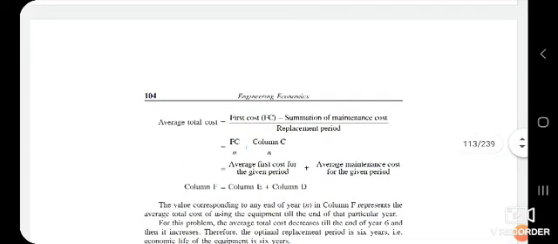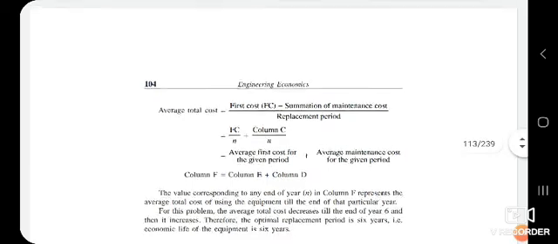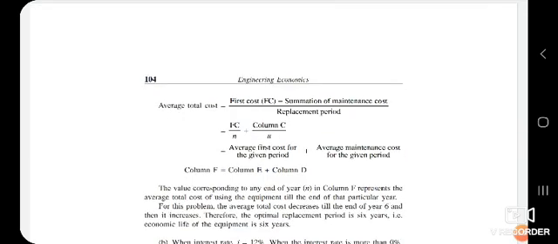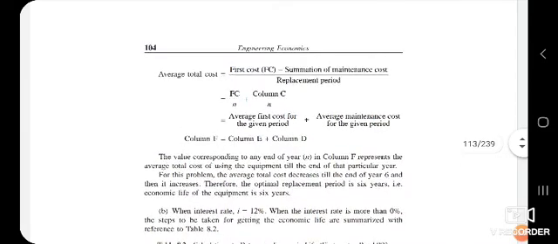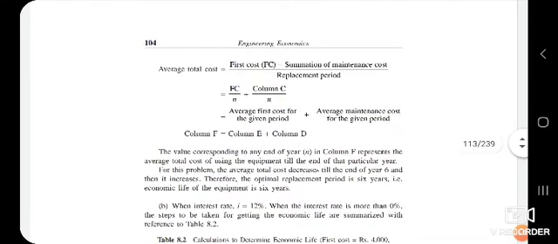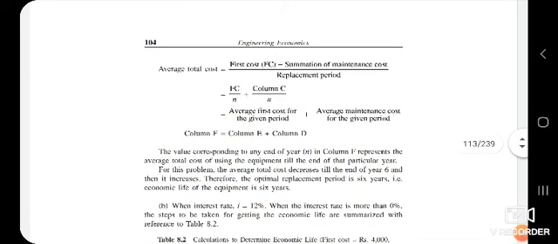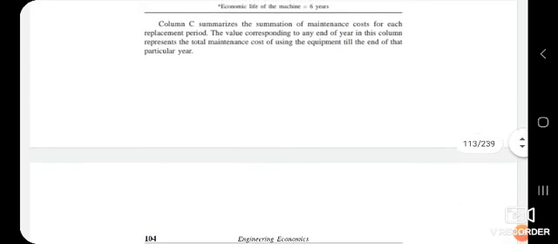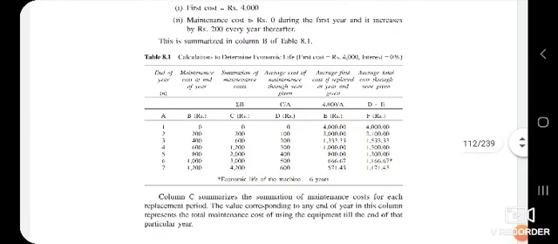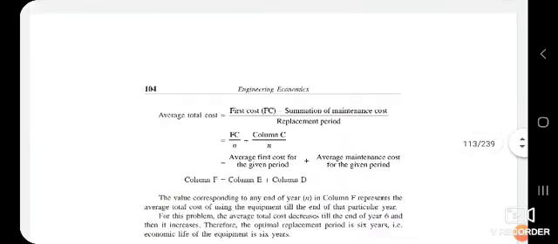So the average total cost will be the first cost plus the summation of maintenance cost divided by the replacement period. Right. So you can have it as column F is equal to column E plus column D. So you can verify it.